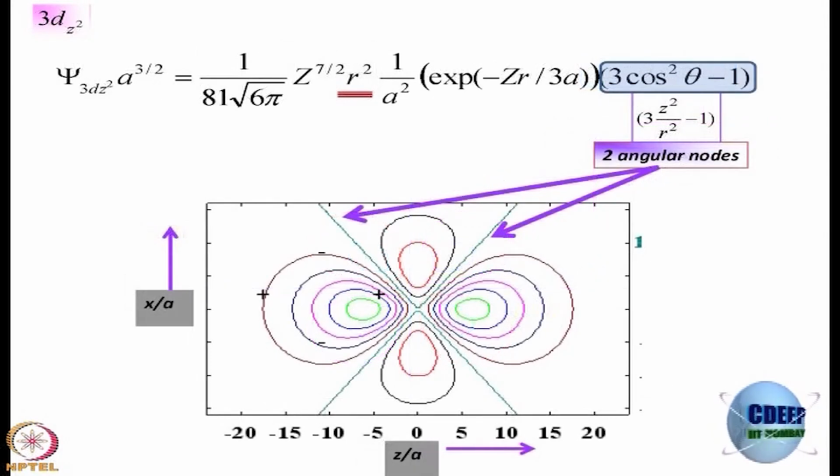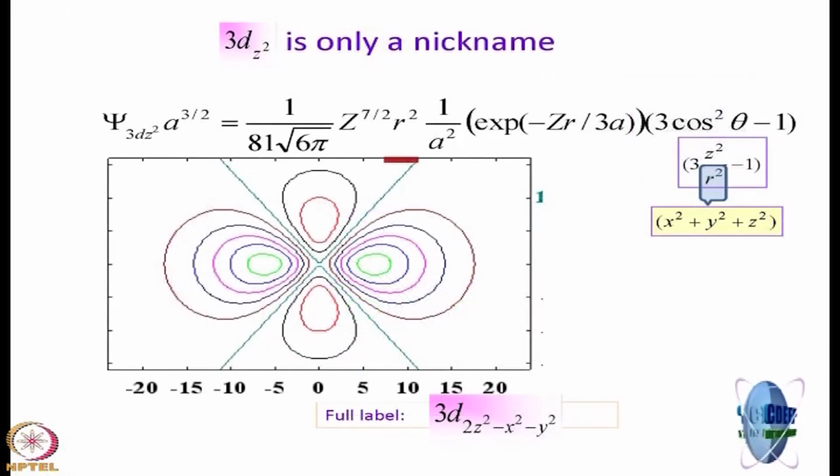Z square is the one I like most, right. In Z square what you have is 3 cos square theta minus 1, and you can say right away that it is 3 z square by r square minus 1. That is why you call it 3D z square. But let me also tell you that z square is actually a nickname. What is the full label for dz square? Yes, because instead of r square you can write x square plus y square plus z square. So, from there you can get the full label, which is going to be 2z square minus x square minus y square.